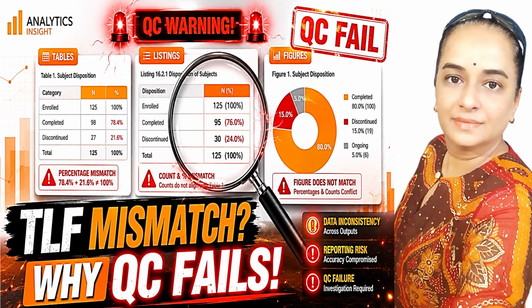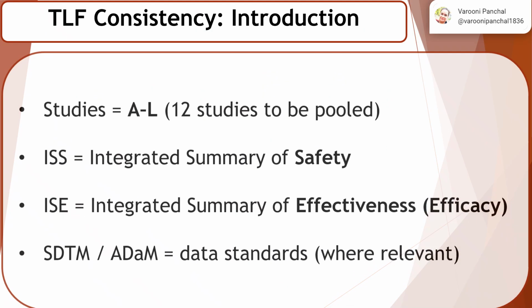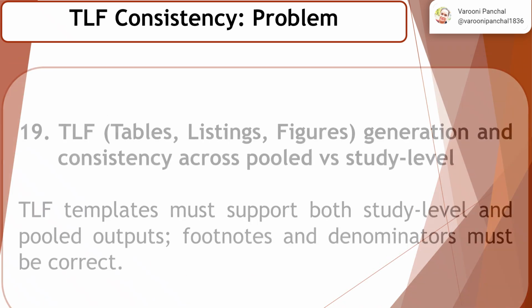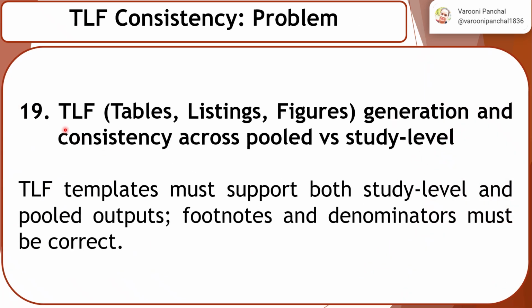SAS programming challenges in ISS and ISE studies having TLF mismatches, why QC fails. Here I will consider 12 studies, A to L, to be pulled into one single ISS and ISE study, with SDTM and ADaM data standards wherever relevant. The problem here is TLF, that is tables, listings and figures generation, and consistency across pooled versus study level.